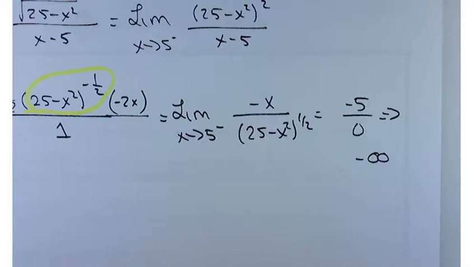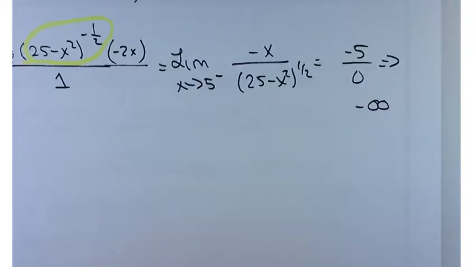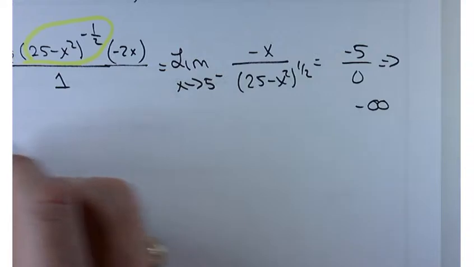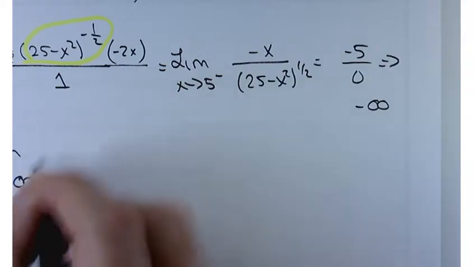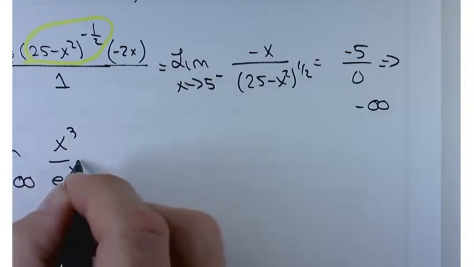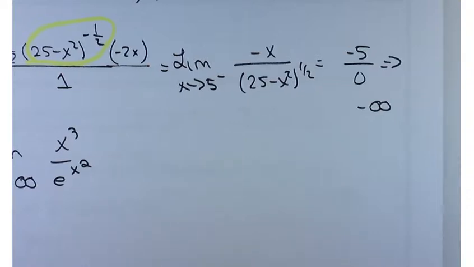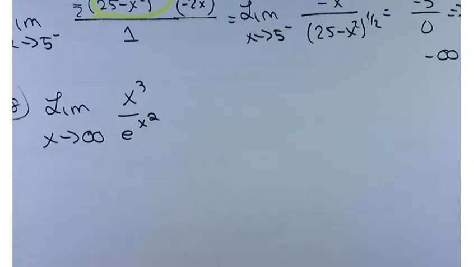Let's try problem number 28. The limit as x approaches infinity of x cubed over e to the x squared. All right. This one's going to be a little bit of a battle, but let's see what happens here.